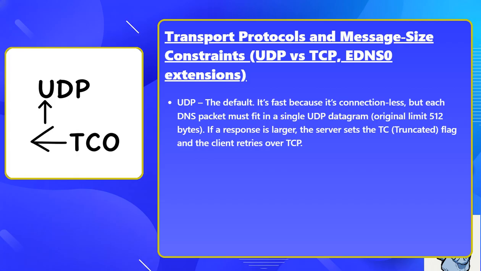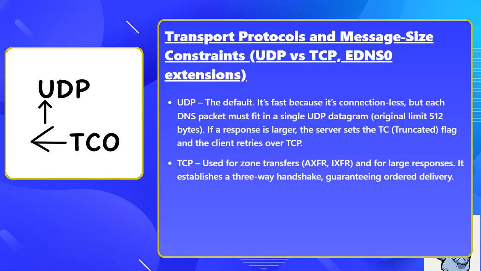UDP is the default. It's fast because it's connectionless, but each DNS packet must fit in a single UDP datagram, original limit 512 bytes. If a response is larger, the server sets the TC, truncated, flag, and the client retries over TCP. TCP is used for zone transfers, AXFR, IXFR, and for large responses. It establishes a three-way handshake guaranteeing ordered delivery.